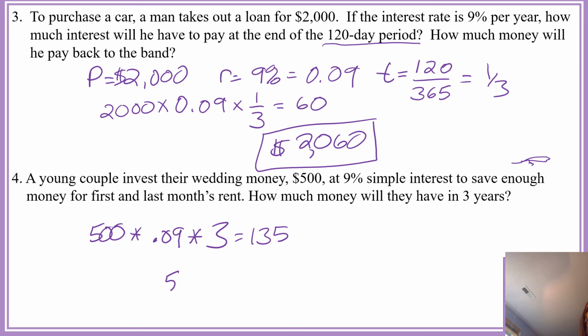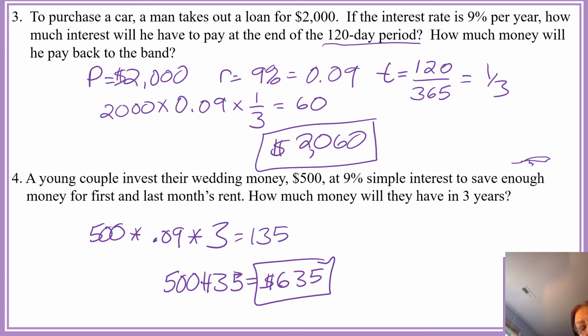So they'll have 500 plus the 135. Whoops, there's a 1 there, 135. So they're going to have $635 at the end of 3 years to invest.